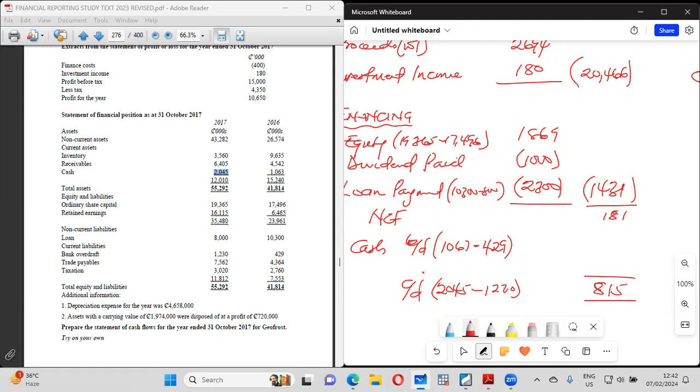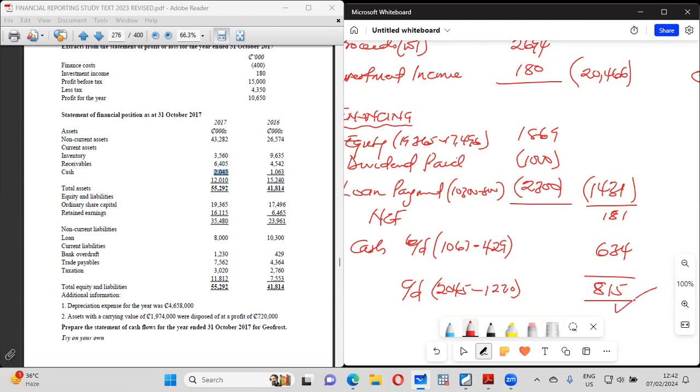So let's see if it balances. So 1063 minus 429. So that gives me 634. Does it balance? I add it to my 181. Oop, that is it. We go.